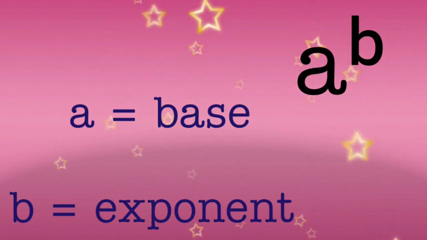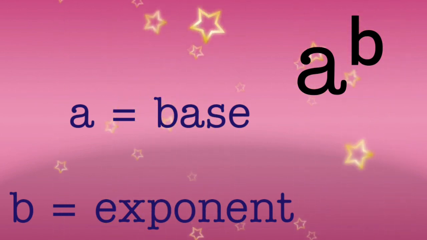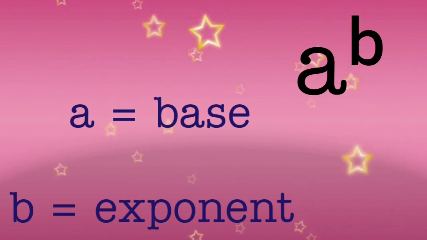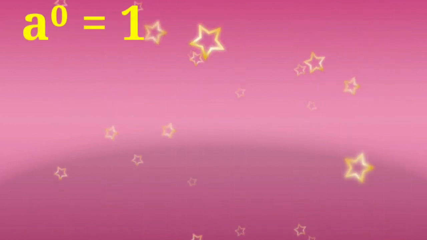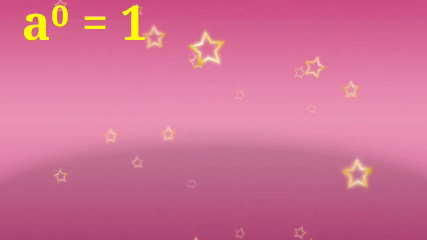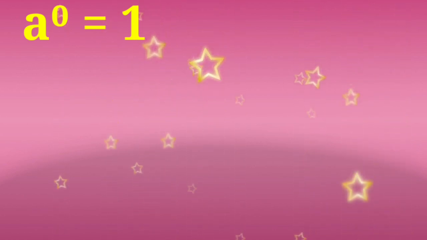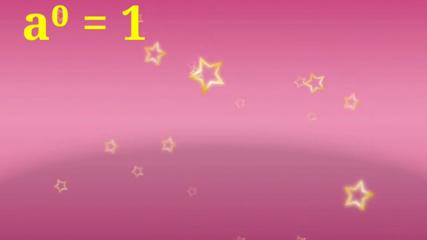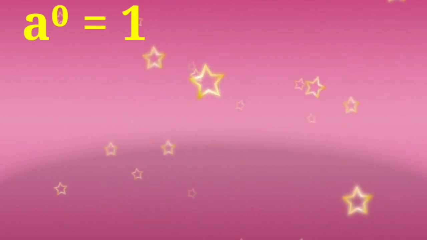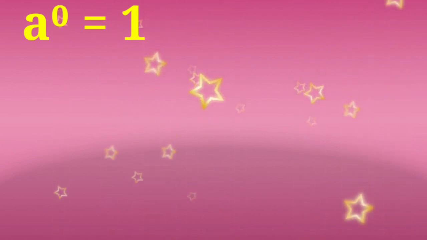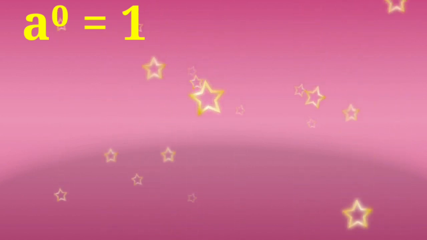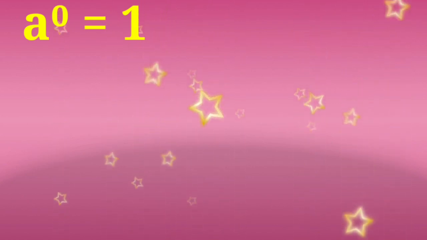So we are going to the first law of exponents. The first law is a⁰ is equal to 1. Here base is a and exponent is 0. For any number, if its power is 0, then the value is 1.